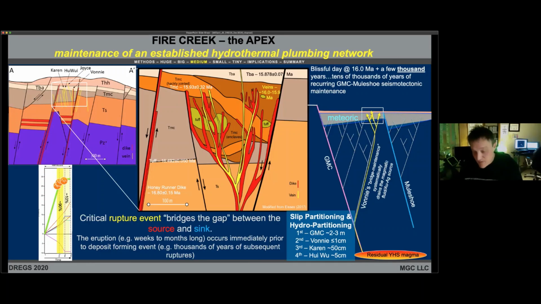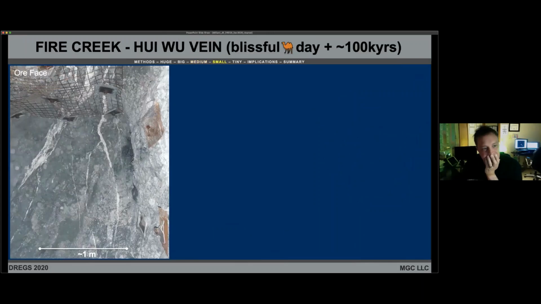As we mentioned in the previous slide, not only causing slip partitioning across these suborder structures, but probably hydrothermal partitioning on these ascent pathways. And the fun part of the project is we keep shrinking in scale, but we see the same relationships between hydrothermal events and tectonic events.